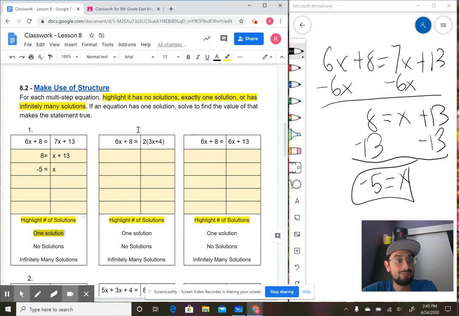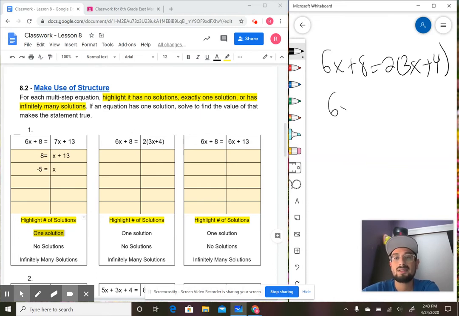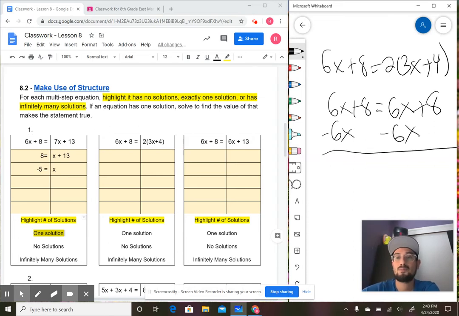Okay, guys, so now for the next one, 6x plus 8 equals 2 times (3x plus 4). So let's do that one to clear the canvas. So 6x plus 8 equals 2 times (3x plus 4). 6x plus 8 equals 6x plus 8. Subtract 6x on both sides. Subtract 6x on both sides. So you get 8 equals 8.